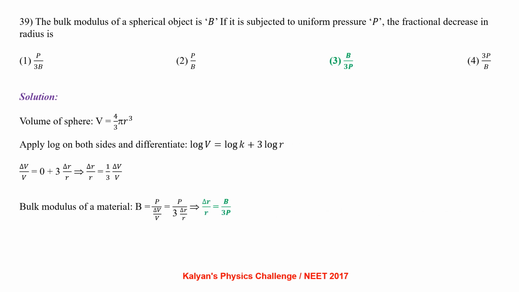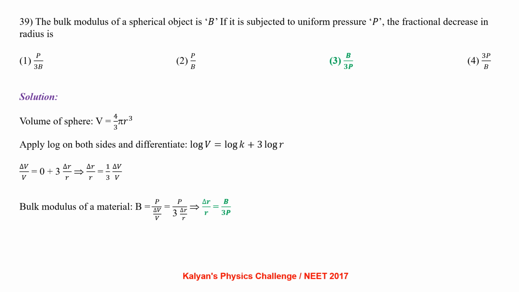The bulk modulus of a spherical object is B. If it is subjected to uniform pressure P, the fractional decrease in radius is: You can see it is a spherical object, its volume is 4/3 pi r cube. Apply log on both sides, we get log V equal to log K plus 3 log R. Differentiating on both sides, we get delta V by V equal to 0, that is differentiation of a constant, and 3 delta R by R. So from there we have delta R by R equal to 1 by 3 delta V by V.